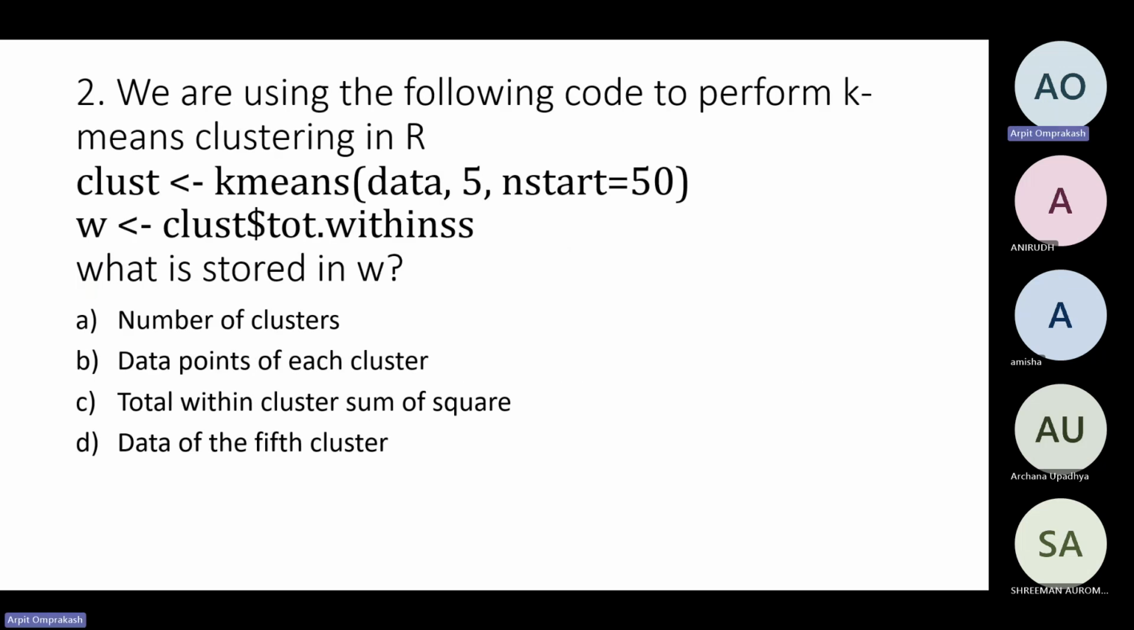Okay, the next question is, we are using the following code to perform k-means clustering in R. clust equal to kmeans(data, 5, nstart = 50). W is clust$tot.withinss. What is stored in W? So clust is basically the result of the clustering. We have provided the data and we want 5 clusters. W is clust$tot.withinss, which is the total within cluster sum of squares. So the answer here will be C, total within cluster sum of squares. Okay.